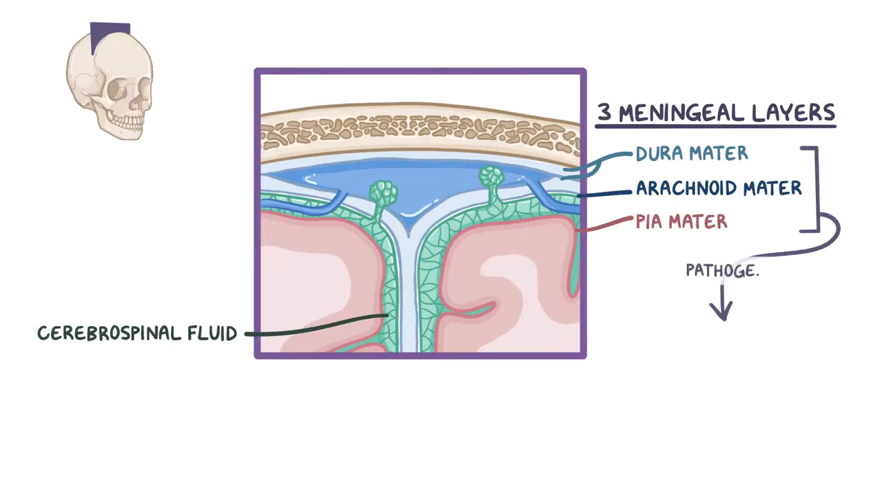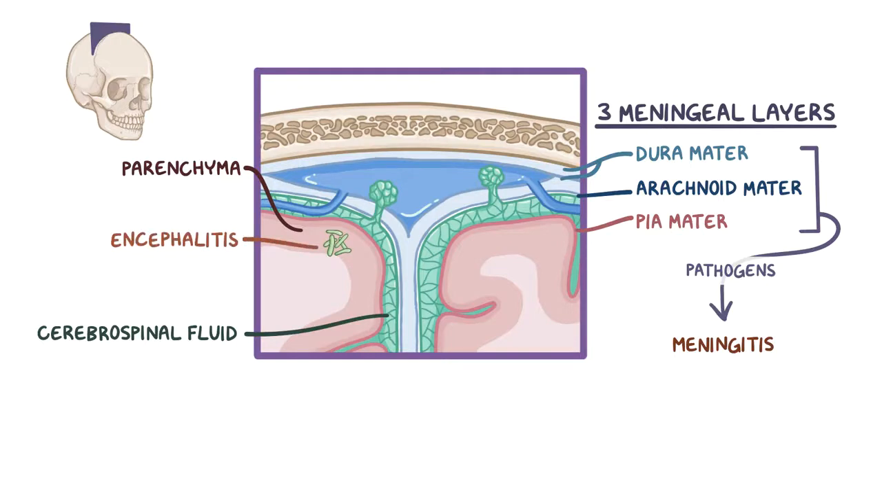If pathogens make their way into these layers, the inflammatory response results in meningitis. If they find a way to penetrate into the brain parenchyma itself, the inflammatory response results in encephalitis. And if a pathogen walls itself off, it's called a brain abscess.